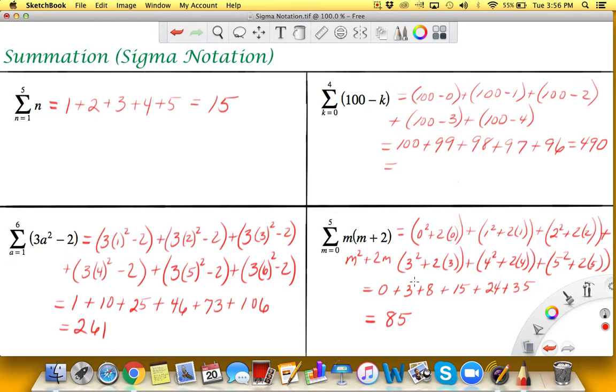So these are just some basic examples of how we use summation or sigma notation. They're actually used more frequently with the arithmetic series, and so we'll see some applications of the summation in the next video coming up.